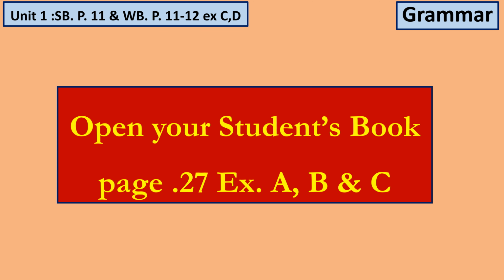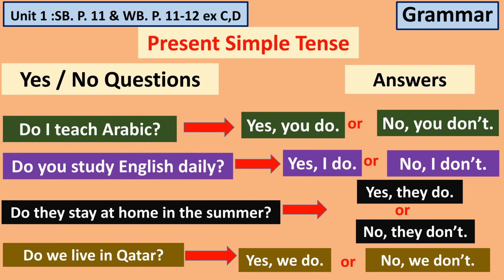Okay, let's continue. Now I want you to open your student book, page 27, exercise A. Have a look at this one and try to complete it. Now we are going to know how to form a question using present simple tense. We start asking, do I teach Arabic? Yes, you do, or no, you don't. Do you study English daily? Yes, I do, and no, I don't. Notice that I put the helping verb at the beginning of the sentence.